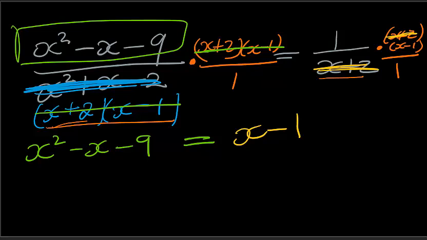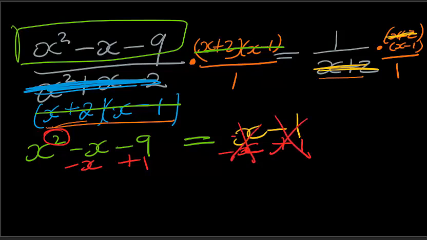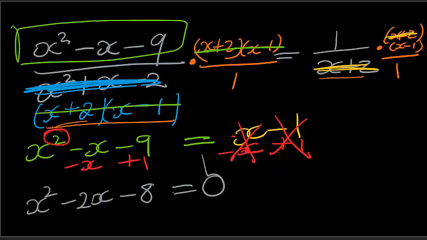My next step is to put everything, because I have a quadratic, I want to put everything to one side. So I'm going to say minus x, and I say plus 1, plus 1. So that cancels out and that cancels out. In other words, I have x squared. Minus x is minus 2x. Minus 9 plus 1 is minus 8, and that is equal to 0. Okay, let's go to a clean page. So we have got x squared minus 2x minus 8 is equal to 0.